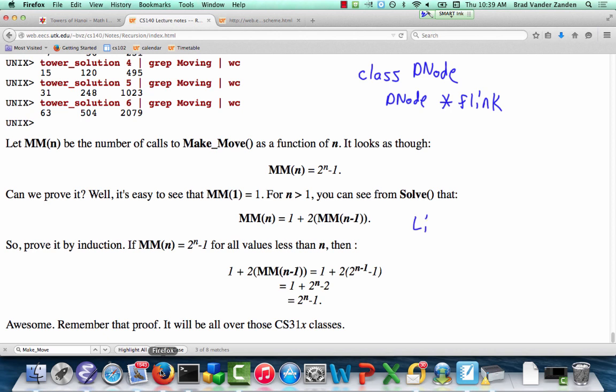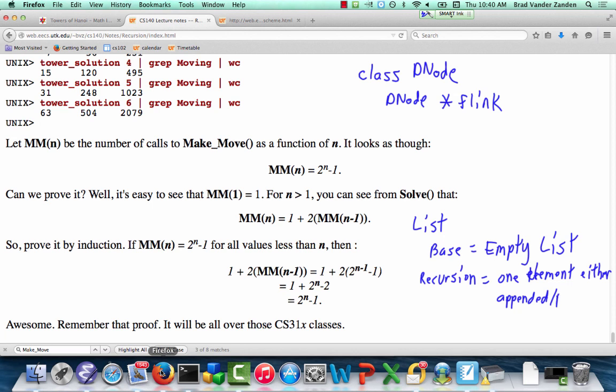The base case for a list is the empty list. And then the recursion is a one element, either appended or prepended, either one, to a list of n-1 elements. So a list is actually a recursive structure. We're now going to consider a second recursive structure. So that's the recursive definition for a list. You'll see that again in a later course, 365, when you get to it. I know that because today I will be going over such a thing in my 365 course.